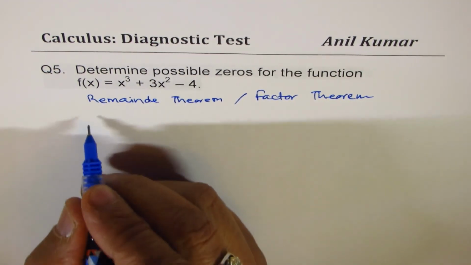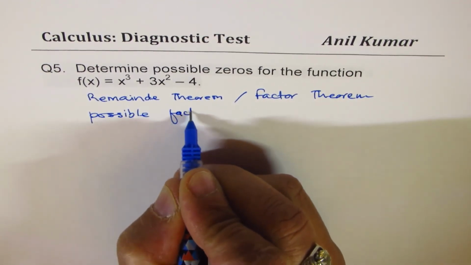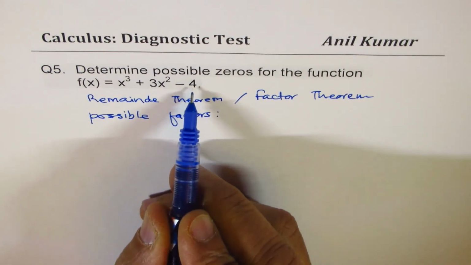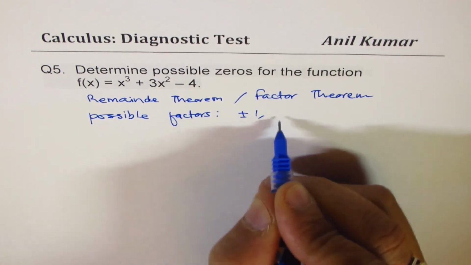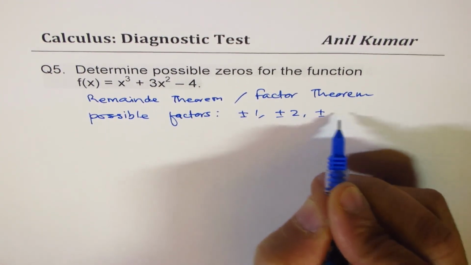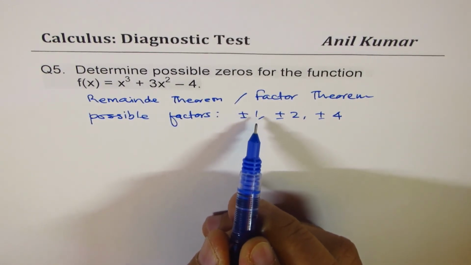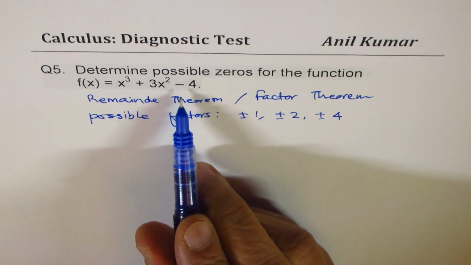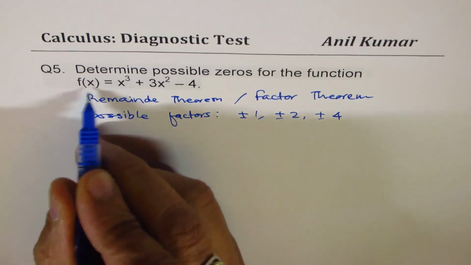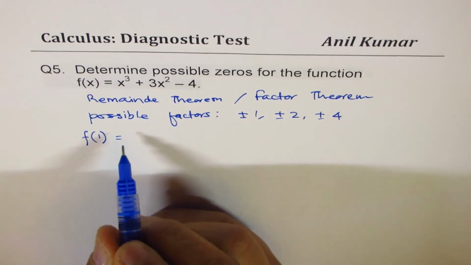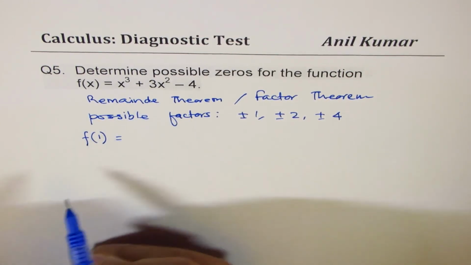So to factor this, we look for possible factors. Possible factors are factors of the constant here, which is 4. So the possible factors could be plus minus 1, plus minus 2, or plus minus 4. Now, if 1 is a factor, that means if I divide by x minus 1, the remainder is 0, right? Factor theorem says that you find the value of the function for a given number, and the remainder is the value of the function. If the remainder is 0, then it is a factor.